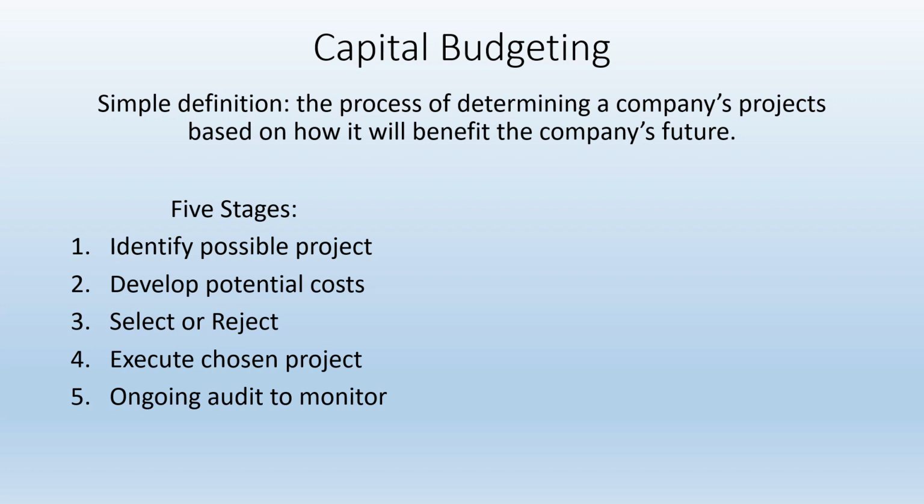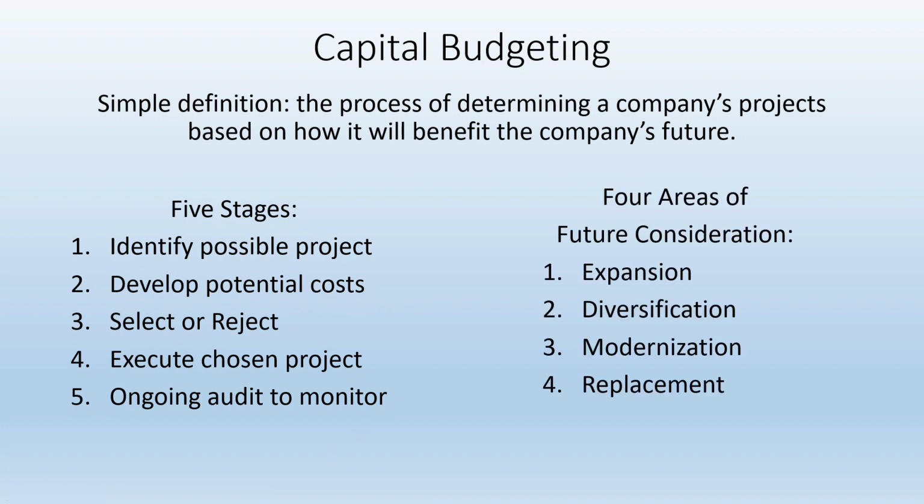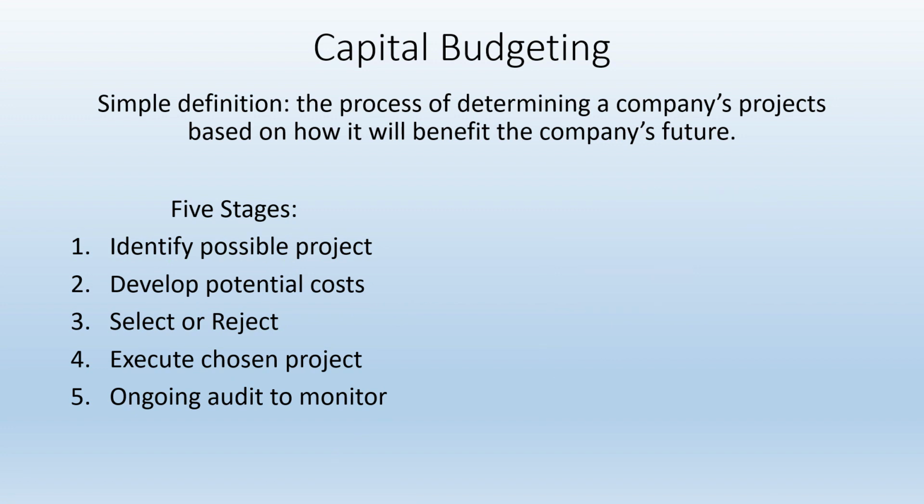Either way, this is a 5-stage process. Identify possible projects. Again, depending on which company you're working in will depend on how often or what these projects may include. After you've identified possible projects, you're going to develop a potential cost list for said projects. This is a great place to start doing your sensitivity analysis, and we'll get into an example of how that will happen later. But after you've done a basic potential costs for said projects, you're going to select and reject projects, execute the projects, and then audit and monitor as you proceed forward.